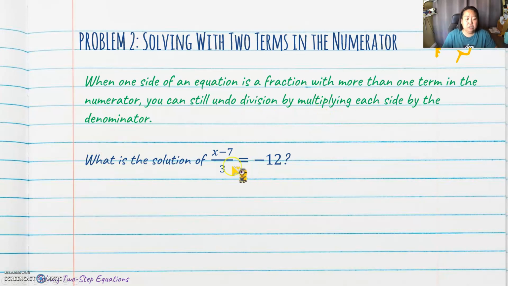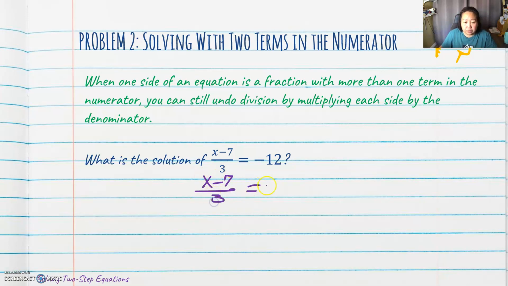As you can see here, we have x minus 7 divided by 3 is equal to negative 12. Remember, we cannot add or subtract first. You have to consider what is the outermost operation, and as you can see, the outermost operation is the divided by 3. So we will start with getting rid of the denominator, which is divided by 3. How do we do that? The inverse of divided by 3 is to multiply everything by 3.